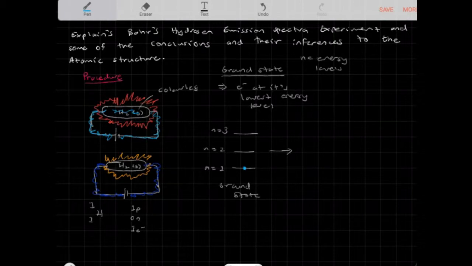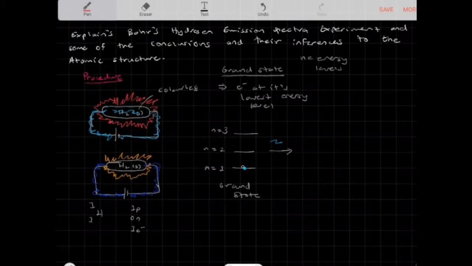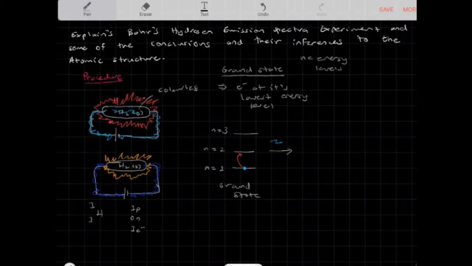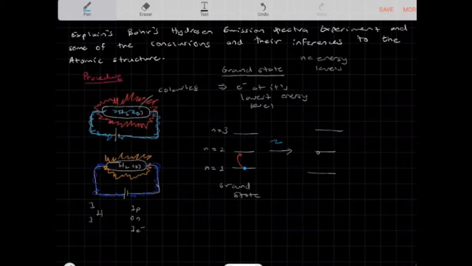Basically what happened was, when the electron gained energy from the voltage source, the electricity, right? When the electron gained energy, it jumped. It actually jumped from its lowest energy level state to a higher energy level. So now it jumps to the second energy level. So now the electron is located here. Okay, so it's jumped from the first energy level to the second energy level.